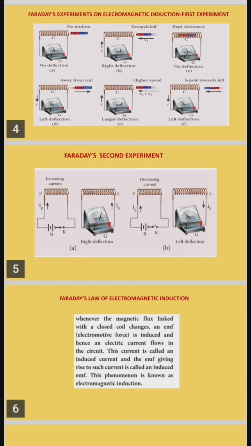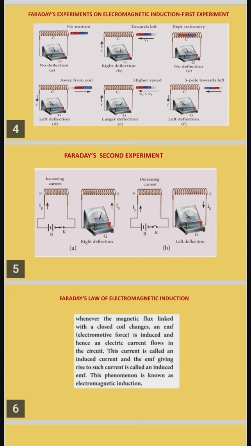A coil P, a battery, and a key is called a primary circuit, while the circuit with a coil S and galvanometer G is known as the secondary circuit. If the primary circuit is closed, electric current starts flowing in the primary circuit. At that time, the galvanometer gives a momentary deflection. After that, when the electric current reaches a steady value, no deflection is observed in the galvanometer.